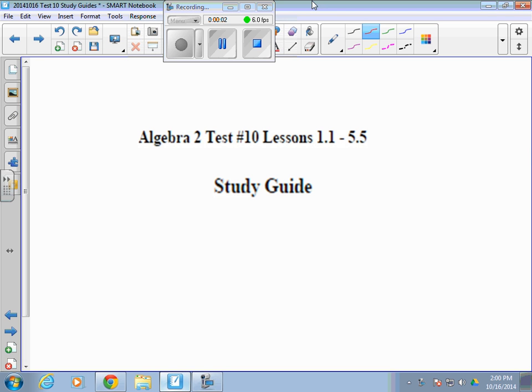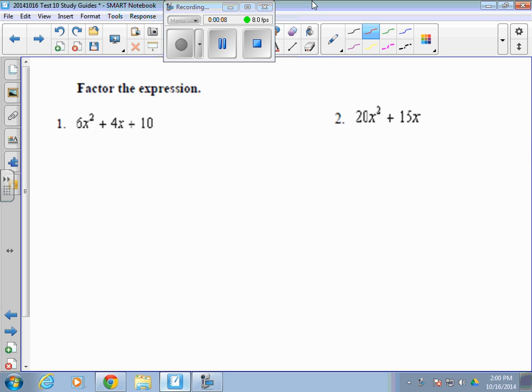It's Algebra 2, test number 10 through lesson 5.5, completing the square. First one says factor the expression. Now we have something that says 6x squared plus 4x plus 10. You have to take out what they all have in common.